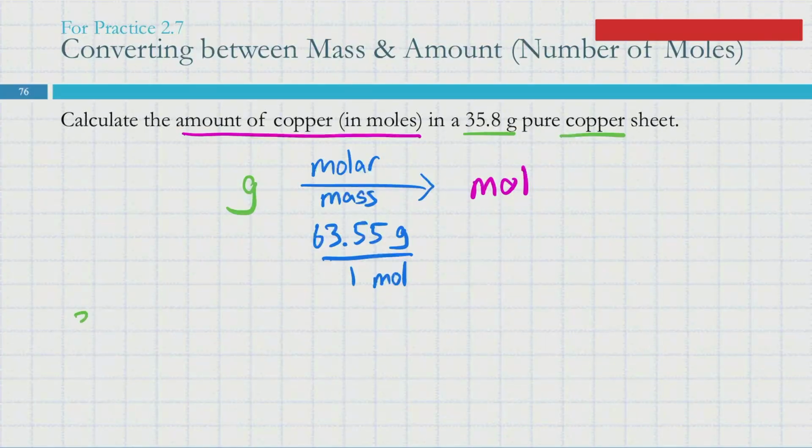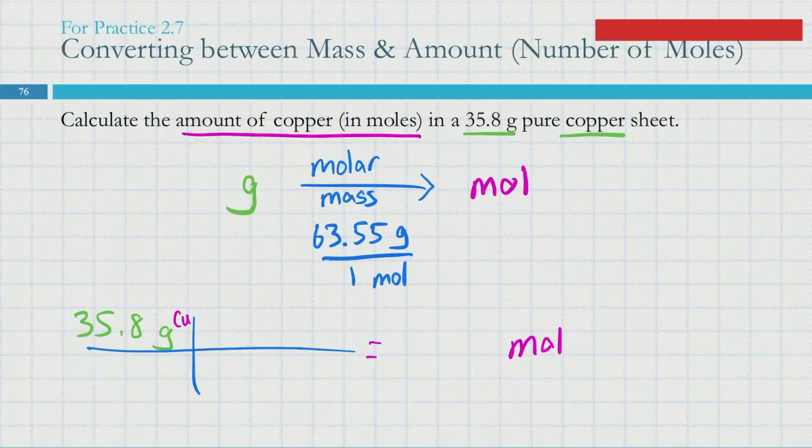So let's take a look at how we're going to use that for this problem. We're starting with 35.8 grams. We're trying to get to moles. It'd be a good idea to write our chemical in there as well. Okay, so if we put our conversion factor in as written, are the units going to cancel out? No. So if we put it in as written, we'd be multiplying by our molar mass. We need to do what with our conversion factor to get it to cancel?